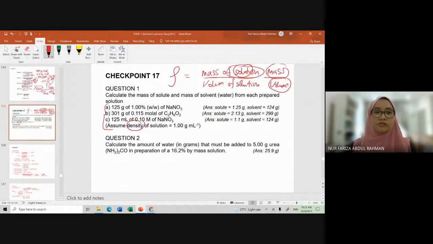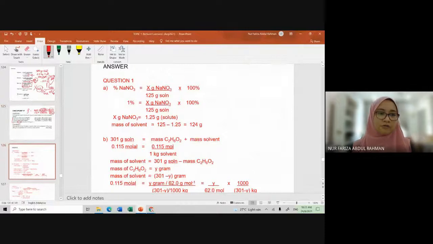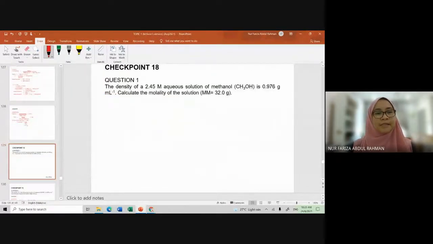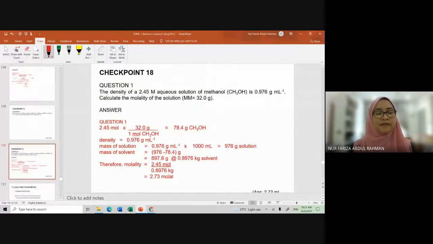So we have solute, solvent, and solution. Which mass are you referring to? Okay, so that's the thing yang you kena take note lah. Alright, so we have that. So you try to complete them first. Okay, try to complete them first based on what you understood from our lecture.